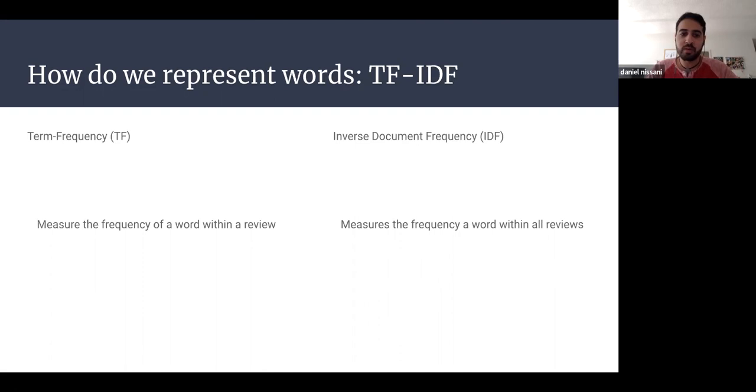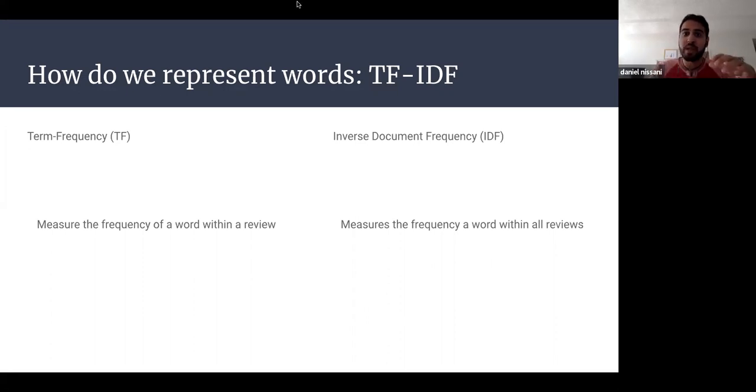Term frequency is about measuring the frequency of a word within a review. So if we were to go into one of those Amazon reviews, we would just measure how frequent that word is within the review. Then we would offset that score by looking at the frequency of the word in all of the reviews. In other words, if I take all of the reviews in aggregate and look at how often the word shows up in each review, can I then offset how many times it showed up within a specific review?